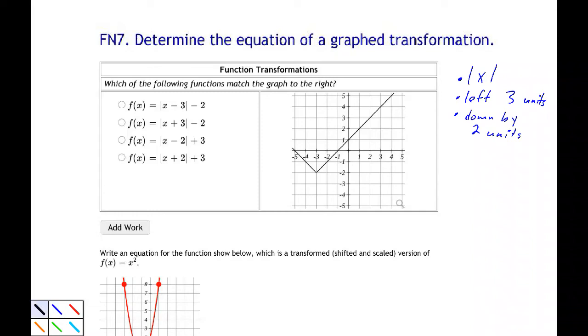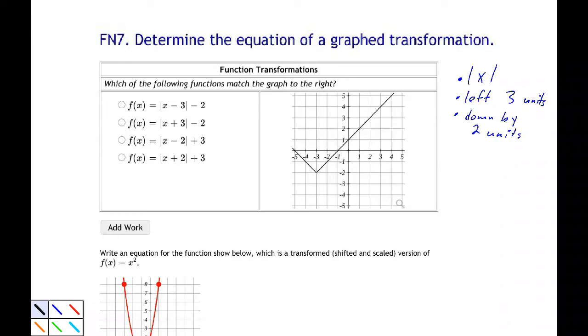Now, using what we were talking about in FN6, we have multiple choice options here. So f of x equals absolute value of x minus 3 quantity minus 2. Second choice, f of x equals absolute value of x plus 3 quantity minus 2. Third choice is f of x equals absolute value of x minus 2 quantity plus 3. And f of x equals absolute value of x plus 2 quantity plus 3. So because it is shifted down 2, we know it's going to be either of the first two, ending with a minus 2. So those are the only two choices there.